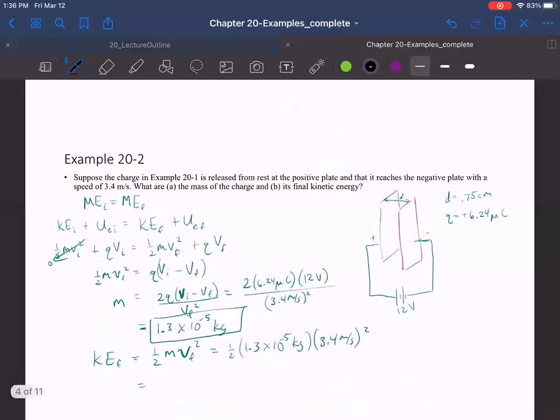All right, next. Suppose the charge in example 20-1 is released from rest at the positive plate and it reaches the negative plate with a speed of 3.4 meters per second. What are A, the mass of the charge, and B, its final kinetic energy? Okay, so again, this is conservation of mechanical energy since we're having no heat loss here. We're starting off this time with the initial kinetic energy being 0. So that goes to 0.